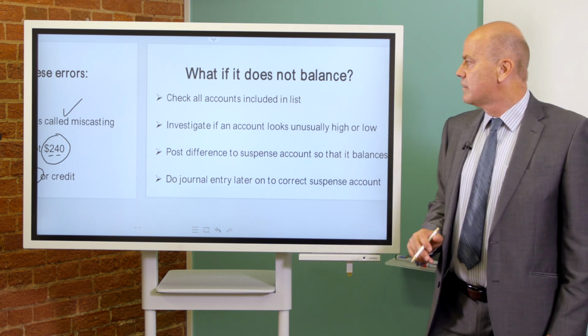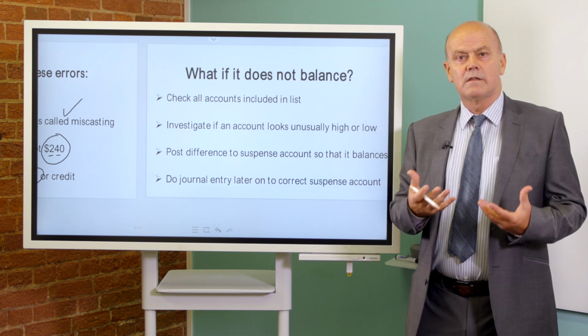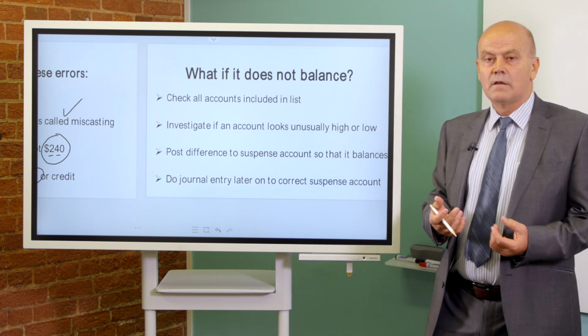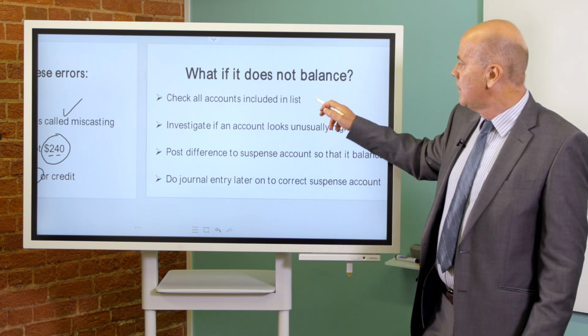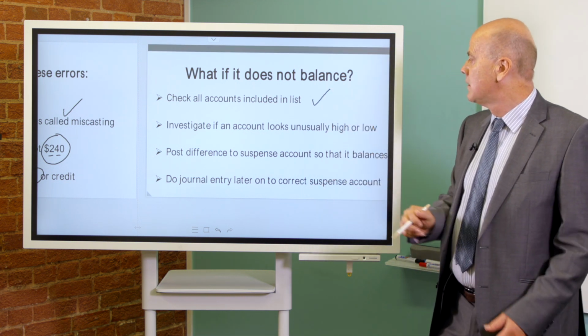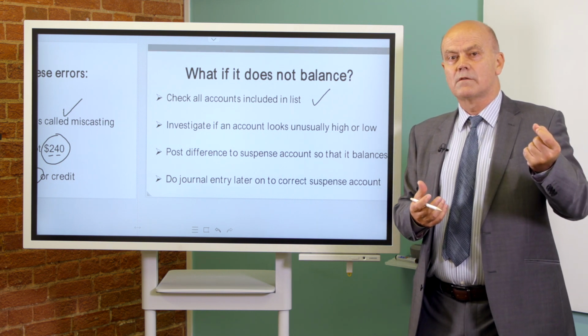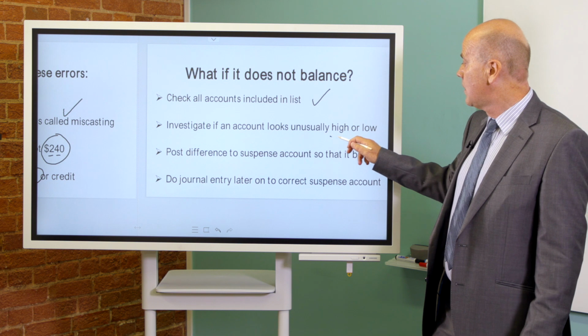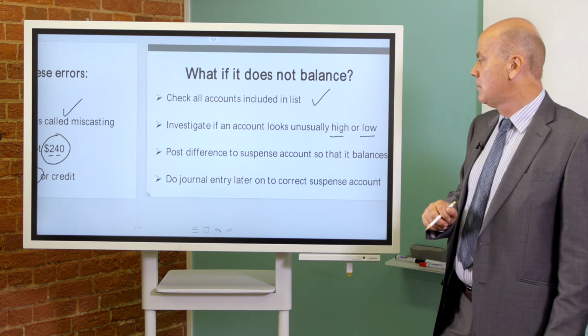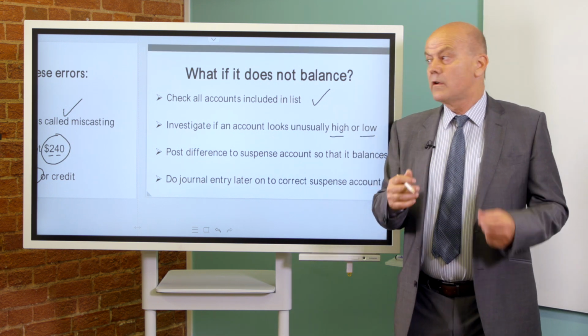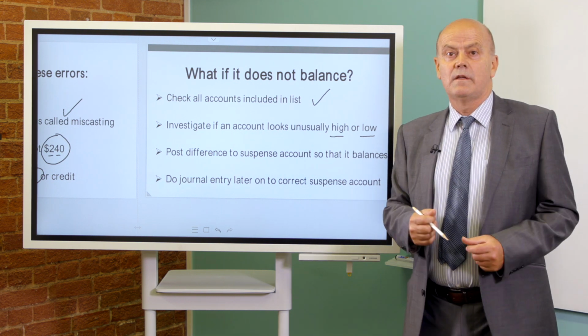What do we do then? So we have this problem, we know there's an error. What do we actually do? Number 1, have a look for a missing account. Number 2, have a look for whether an account looks wrong, whether it's too high or too low. It's very common to get a 0 wrong in a set of accounts.